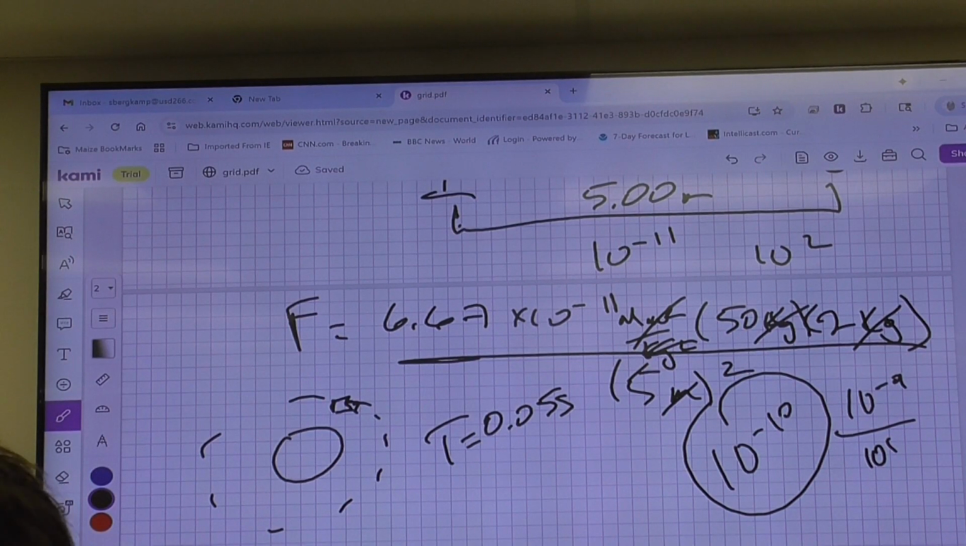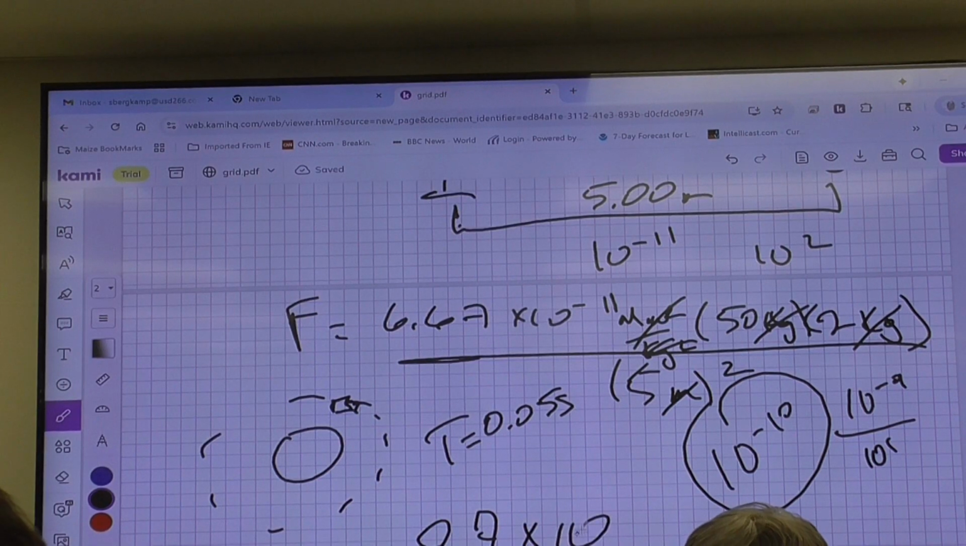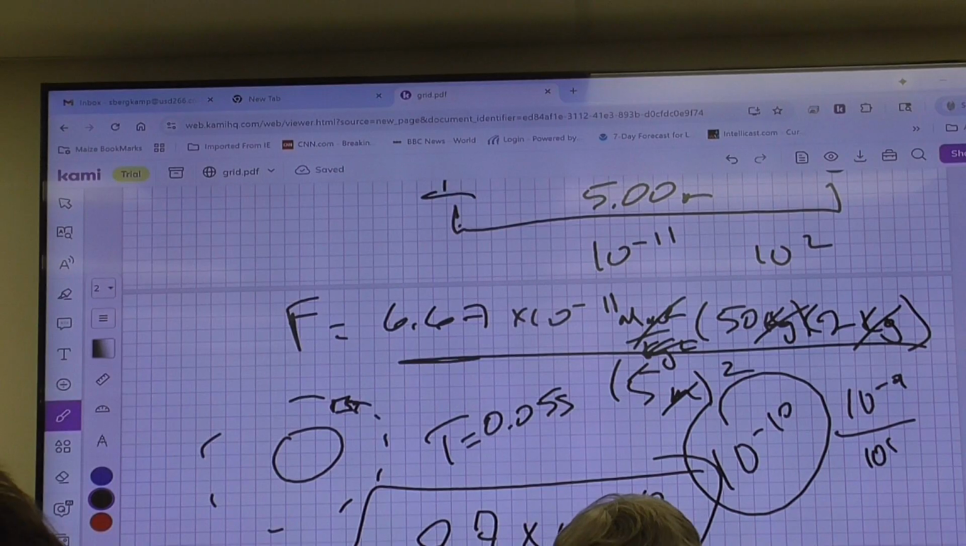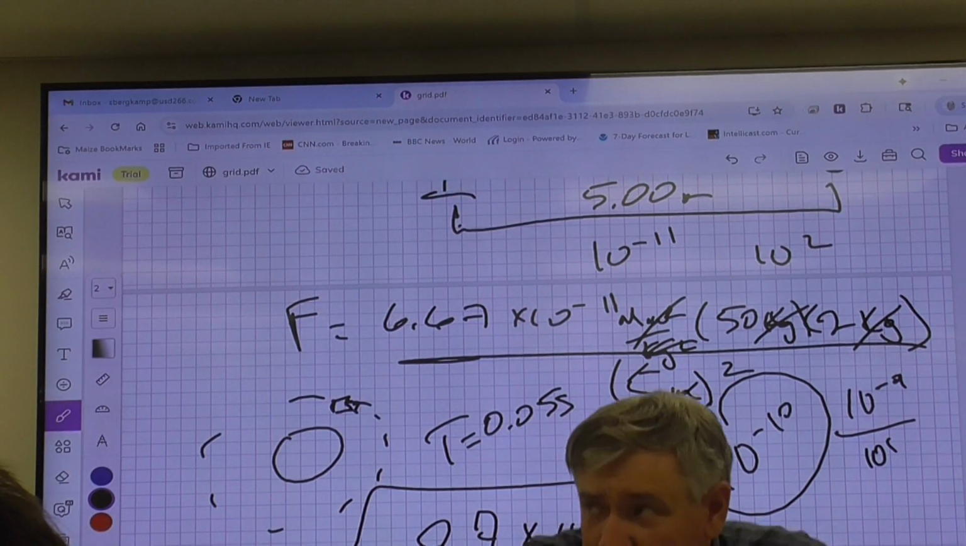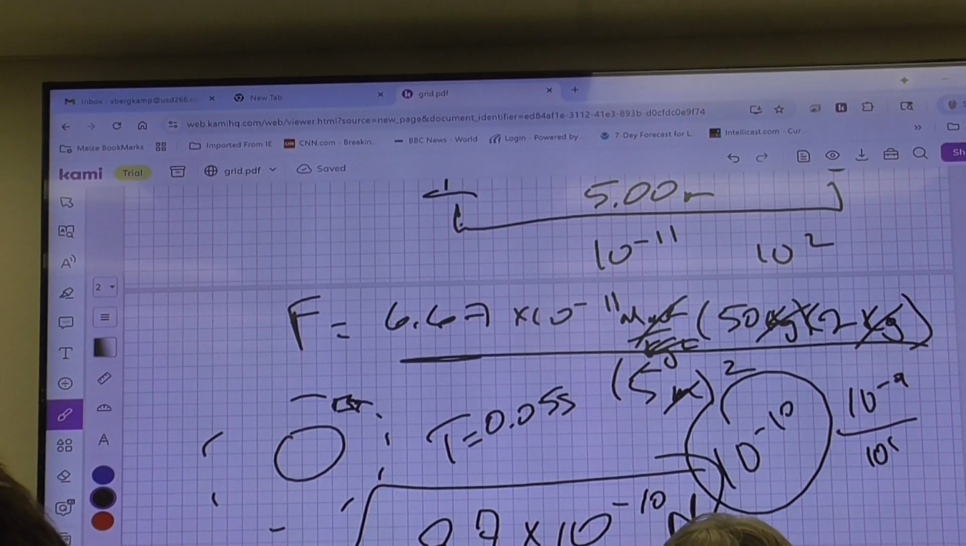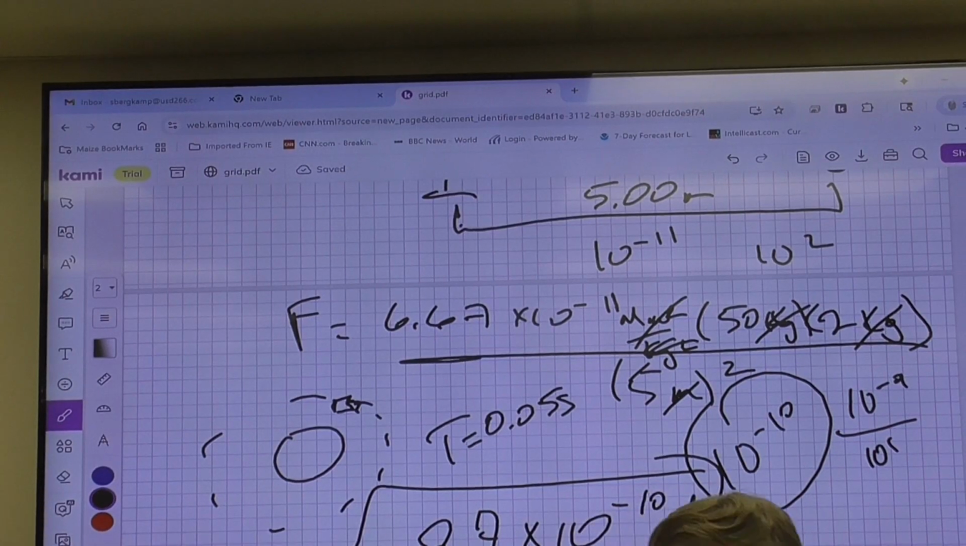Now, somebody actually crunched the numbers. Tell me what you get. 2.668 times 10 to the negative 10th. So 2.7 times 10 to the negative 10th newtons.